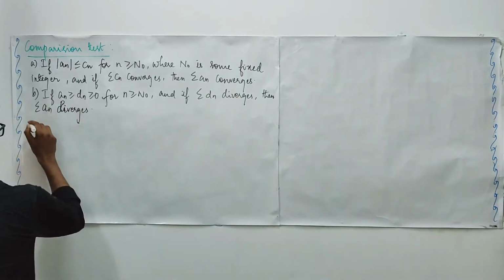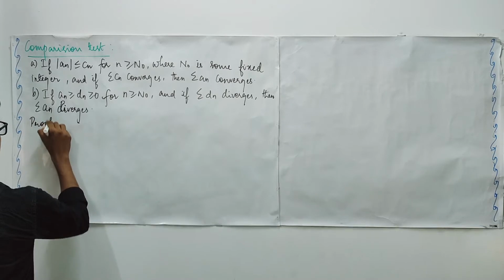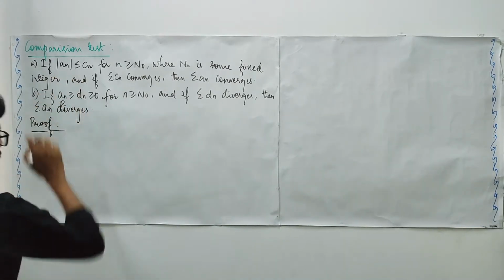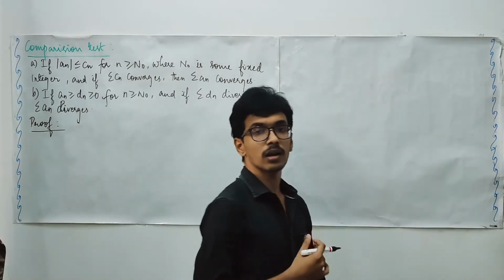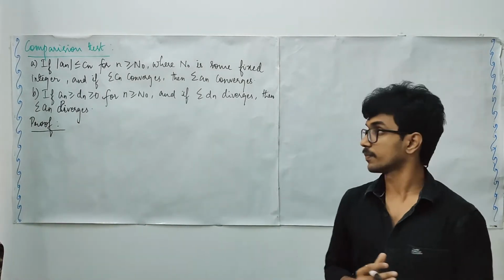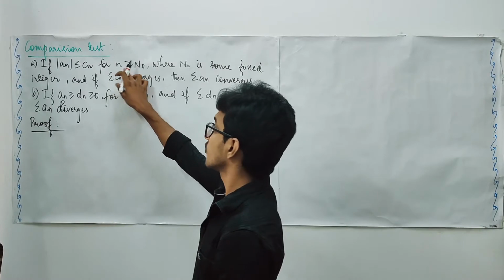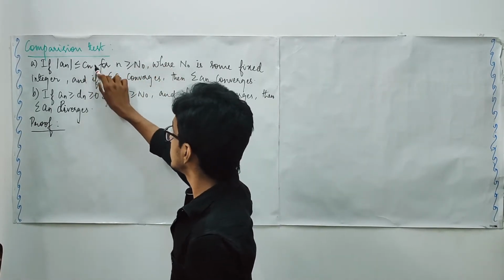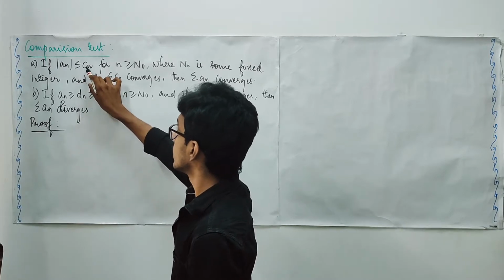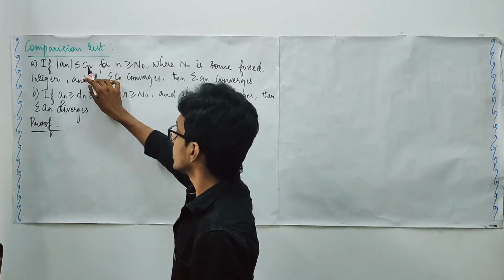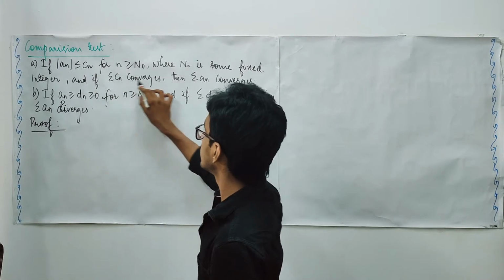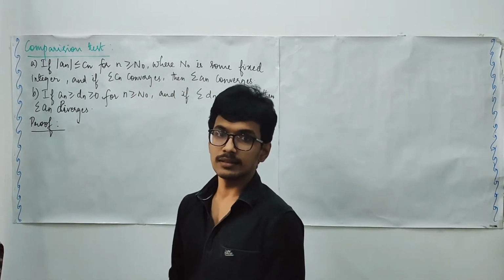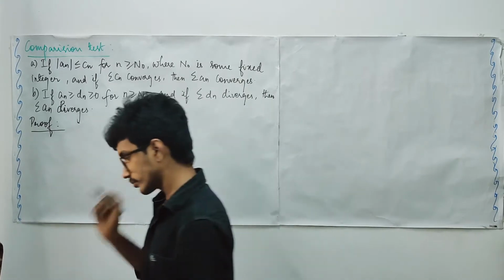Now, in the first part of this theorem, what we are given is that the absolute value of a_n is smaller than or equal to c_n. This is true after a certain stage. Then, if the series, that is the sum of the terms c_n, converges, this implies summation a_n converges. This is what we need to prove.